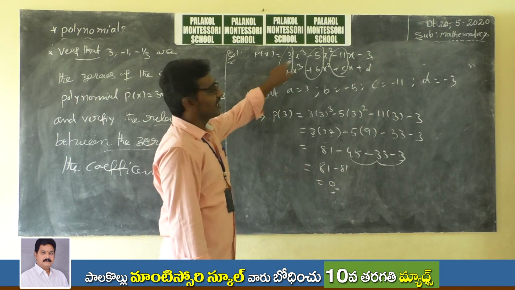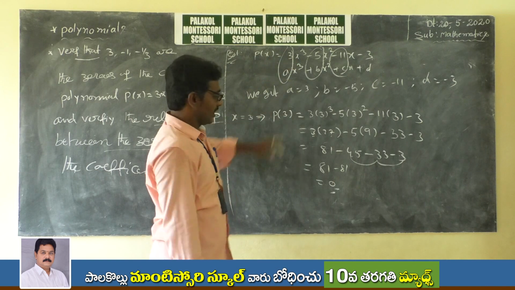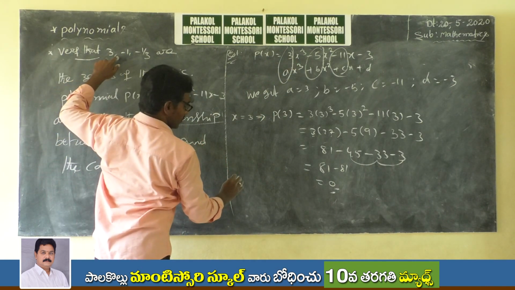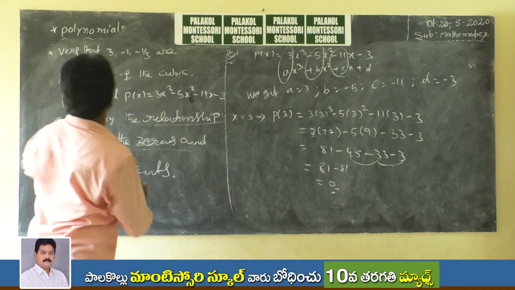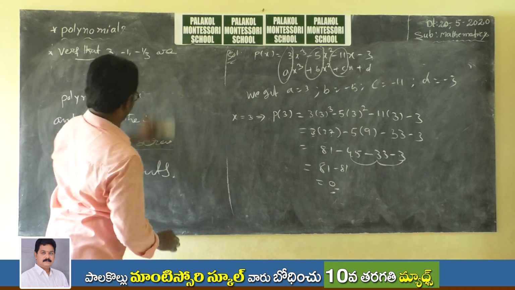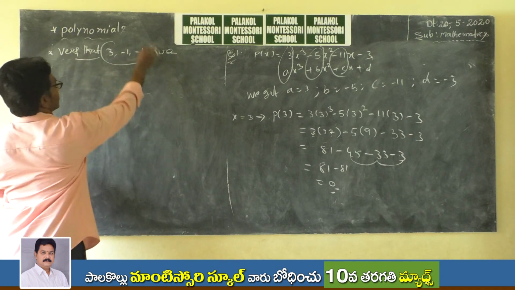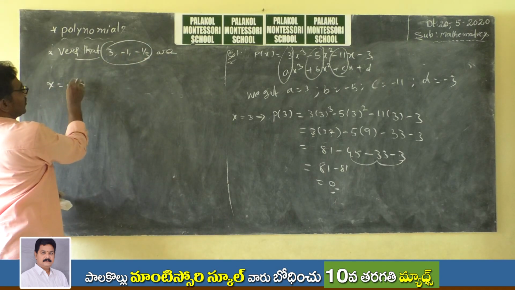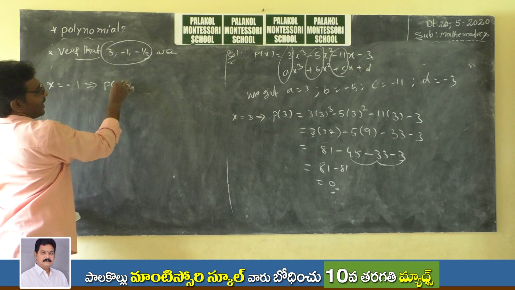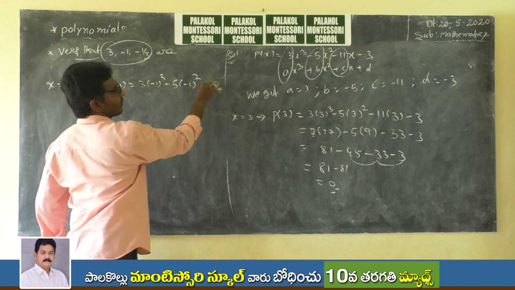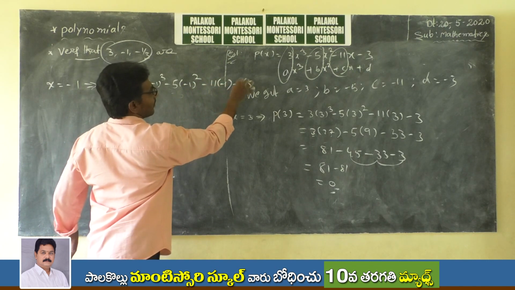Definitely this is a zero of this polynomial. Next one, what is the next number? Minus 1. x is equal to minus 1, then p of minus 1 is equal to 3 of minus 1 whole cube minus 5 of minus 1 whole square minus 11 of minus 1 minus 3.